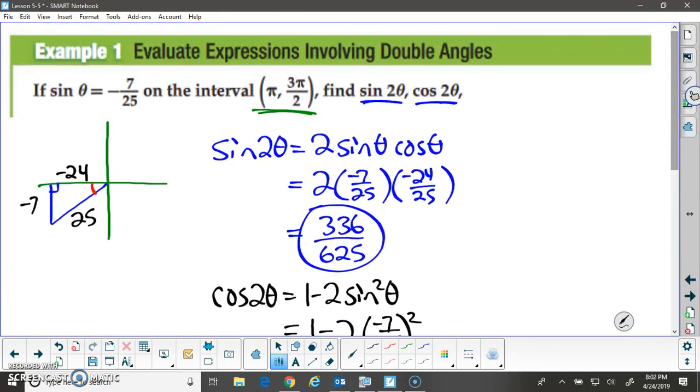All right, so that is given some information, draw a reference triangle, then use the information from the reference triangle with your new identities for double angles.